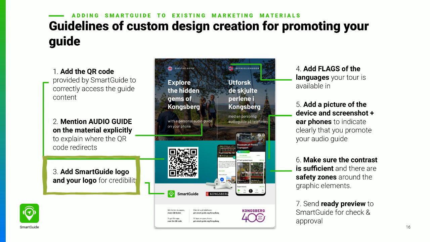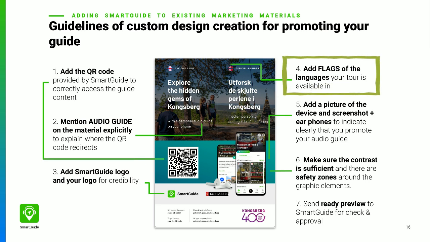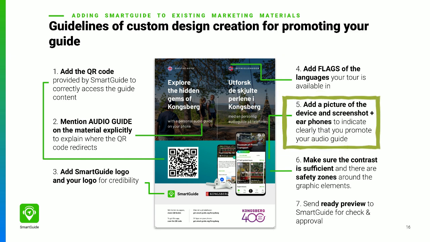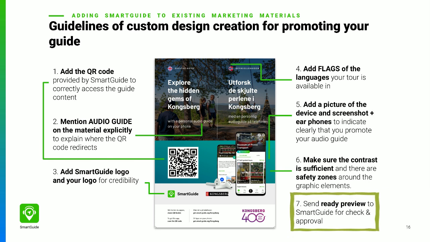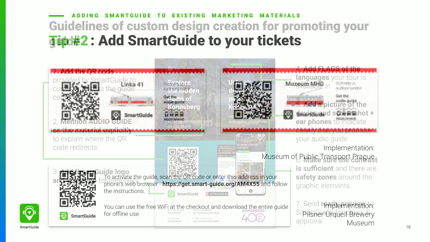Add SmartGuide logo in your logo for credibility. Add flags of the languages your tours are available in. Add a picture of the device and screenshot and earphones to indicate clearly that you promote an audio guide. Make sure the contrast is sufficient and there are safety zones around the graphic elements. Send a preview of the designs to SmartGuide for check and approval.